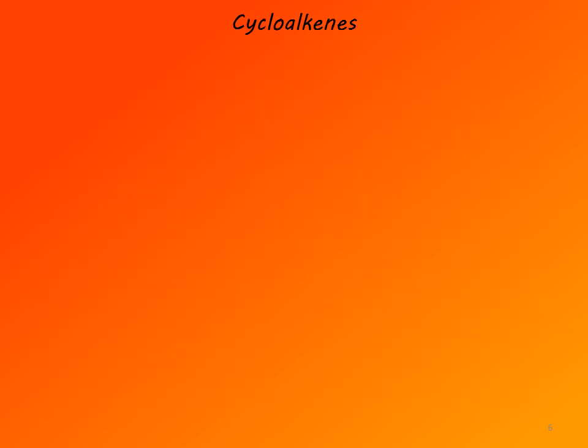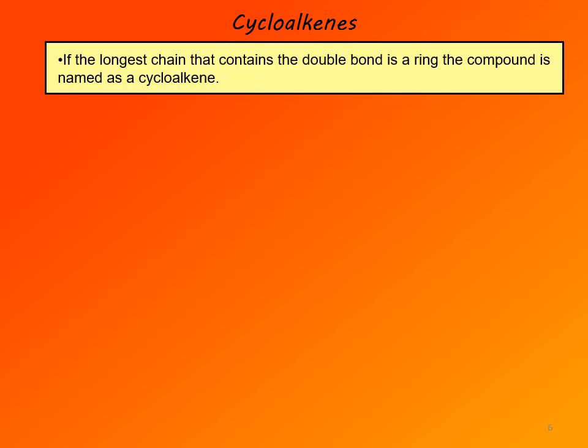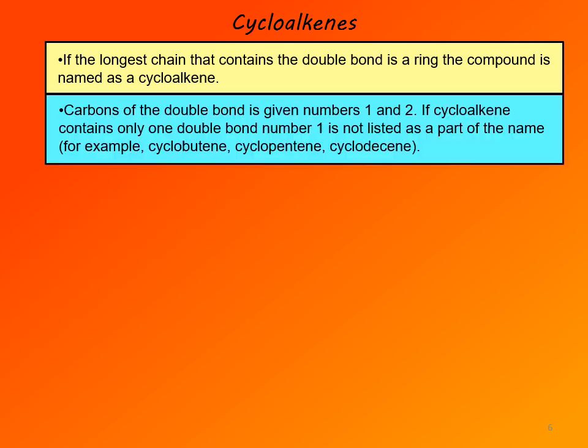Now we're going to look at nomenclature of cycloalkenes. So if the longest chain that contains a double bond is a ring, then the compound is named as a cycloalkene. Carbons of the double bond must be given numbers 1 and 2. Now that sounds obvious, but actually when there are substituents, it's very easy to make mistake of not assigning consecutive numbers to carbons of the double bond. So be very careful not to make that mistake.